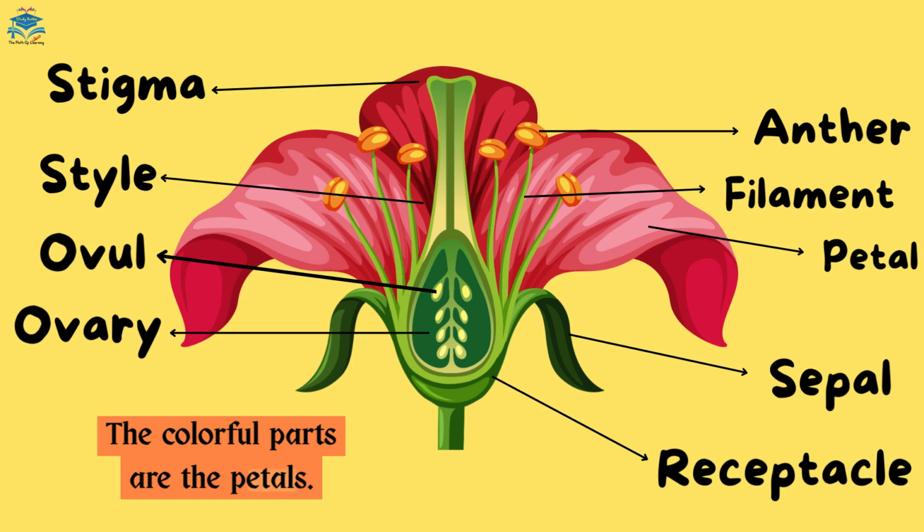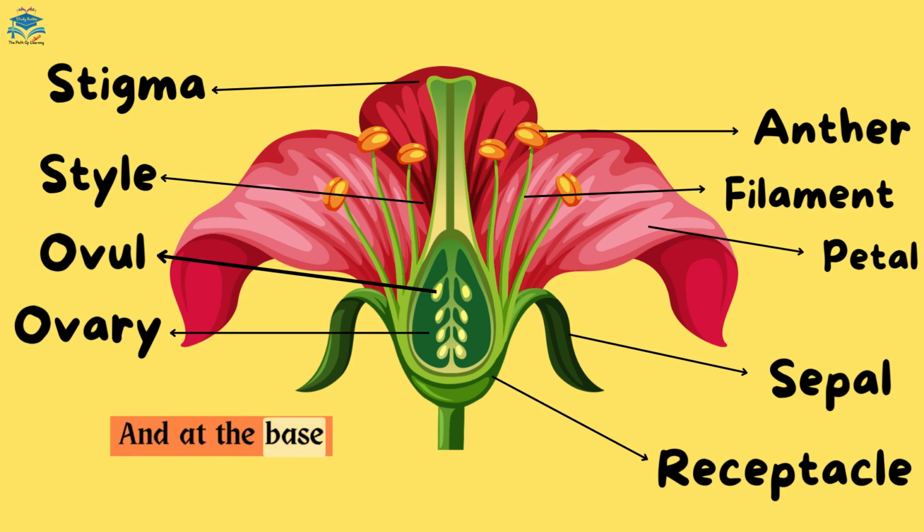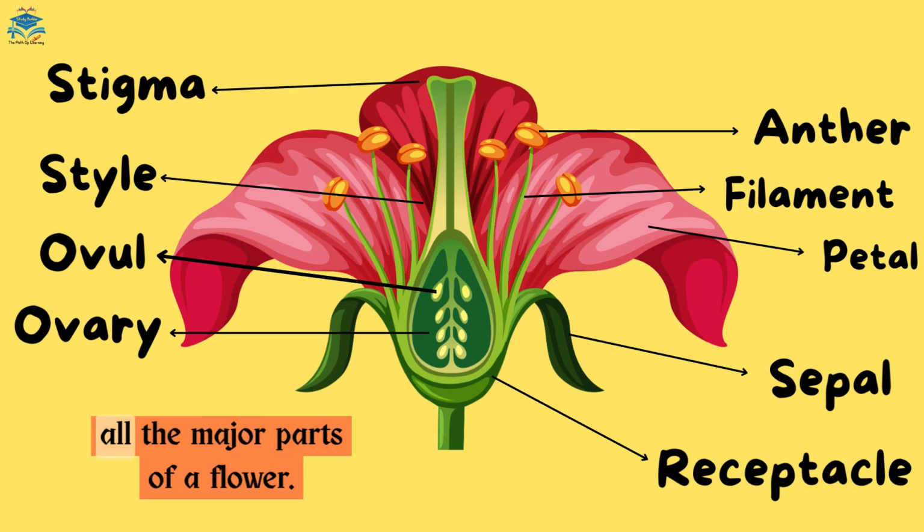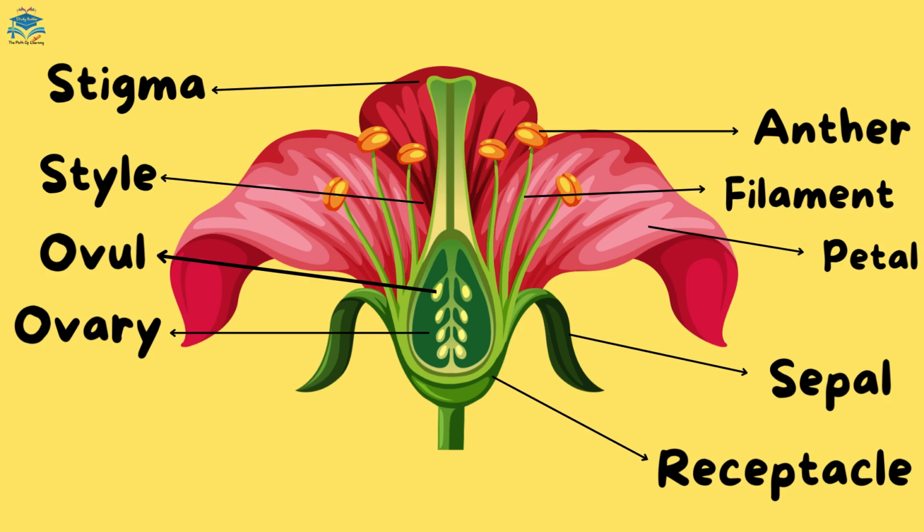The colorful parts are the petals. The green leaf-like structures are the sepals. And at the base, we have the receptacle. And that's it. Now you can identify all the major parts of a flower.